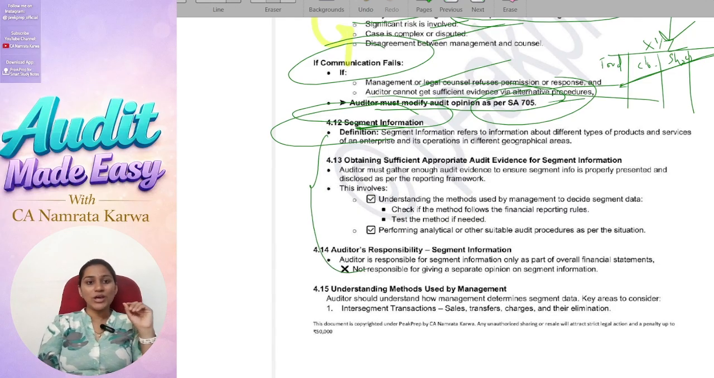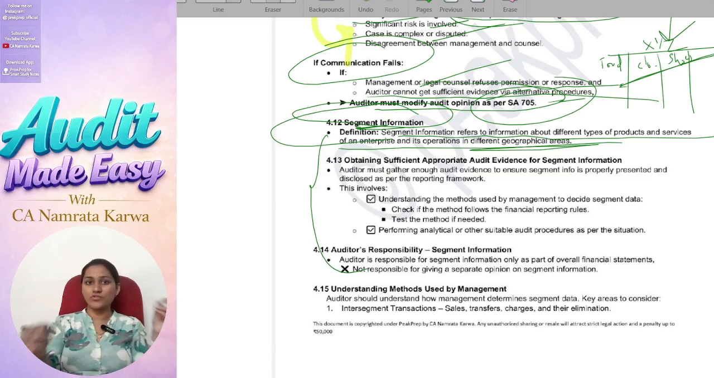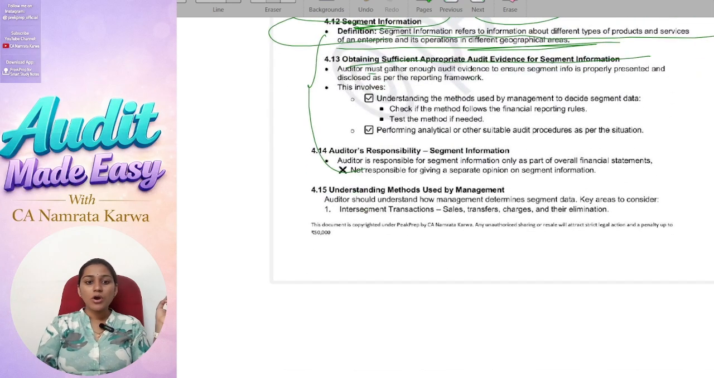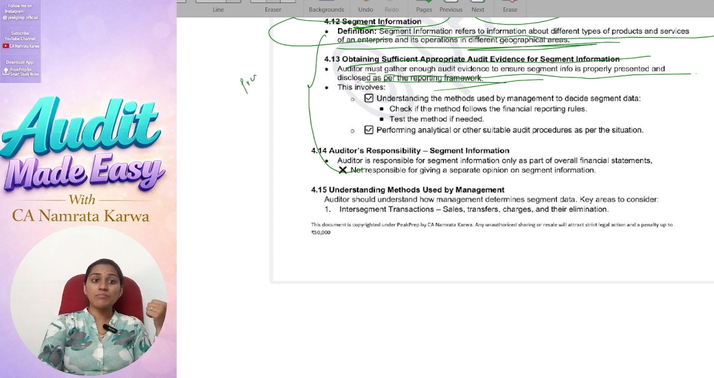Very exciting. So with this concept and background, let's understand: segment information refers to information about different types of products and services of an enterprise and its operation in different geographical locations. Understood, ma'am? Obtaining sufficient appropriate audit evidence for segment information: how? The auditor must gather enough audit evidence to ensure segment information is properly presented and disclosed as per the reporting framework. Yes, presentation and disclosure are important.